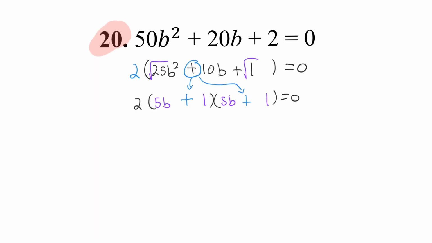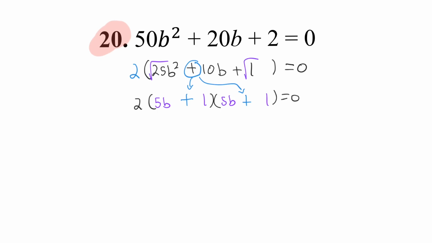Now you can check. If you multiply the terms in the middle, 1 times 5b, that is 5b. Keep that in your head. Multiply this one right here, 5b times 1, that is 5b. So 5b plus 5b is 10b. You can write it down if you want, but I just show you how to check if you get the term in the middle.